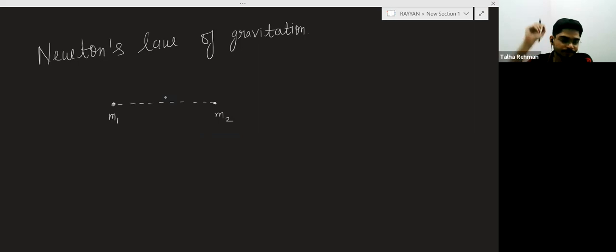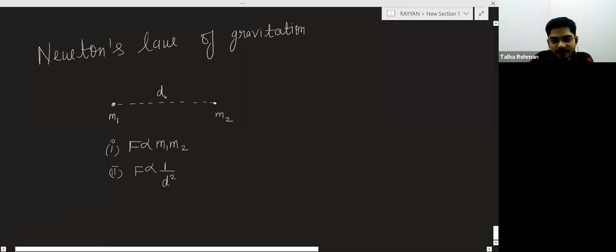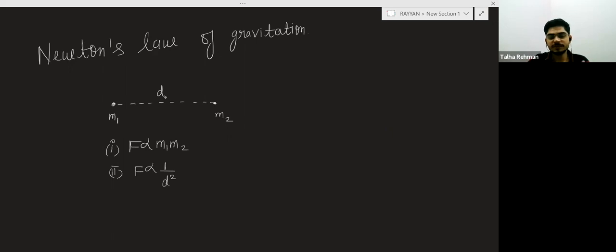So two masses are there, and according to Newton's law of gravitation, number one, the force of interaction between two masses is directly proportional to the product of the two masses. Number two, suppose d is the distance between the two masses. The force of interaction is directly proportional to 1 upon d square, meaning it is inversely proportional to the square of the distance between the two masses.